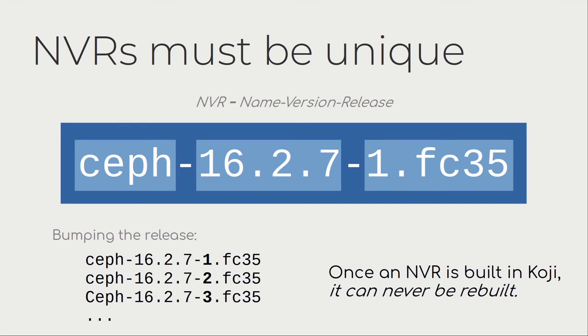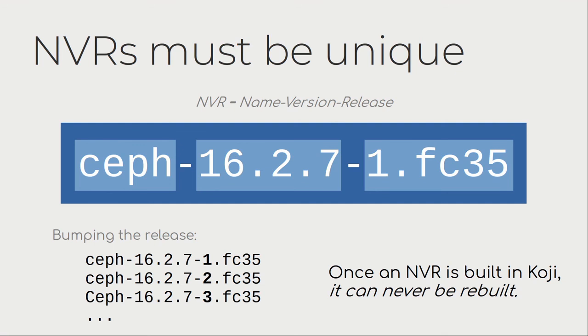NVRs must be unique. What is an NVR? It's a name, version, release of a build. In RPMs, you'll find those fields in the RPM spec file. In containers, Koji and OBS get those from special Dockerfile labels. Regardless, once you've built an NVR in a Koji instance, you can never build it again.